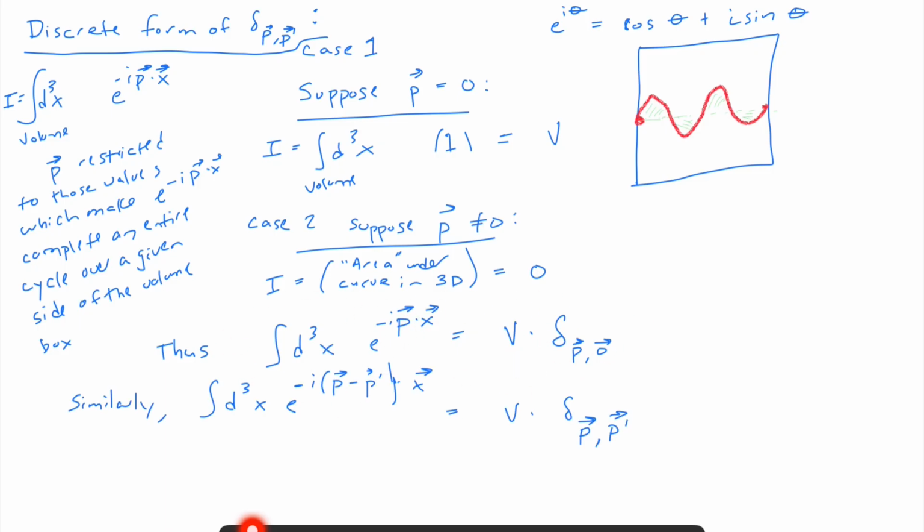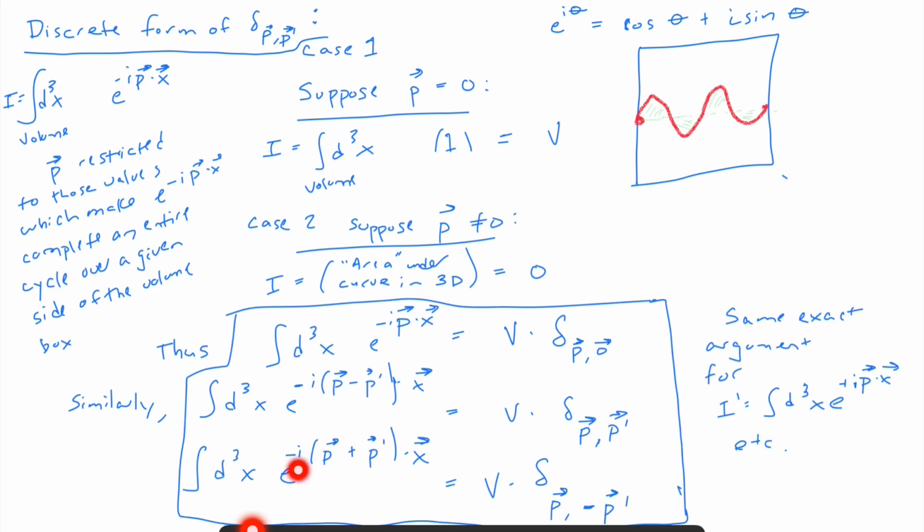You can naturally extend this to things like e to the minus i, not p, but p minus p prime, two different values of p. You could just think of p prime as 0 over here. And very similarly, you would get this kind of relationship over here. That's equal to v times the Kronecker delta, not of p with 0, but of p with p prime. This is the Kronecker delta times v. And same thing, if you do p plus p prime, you'll get a similar thing, except you get a Kronecker delta of p comma negative p prime.